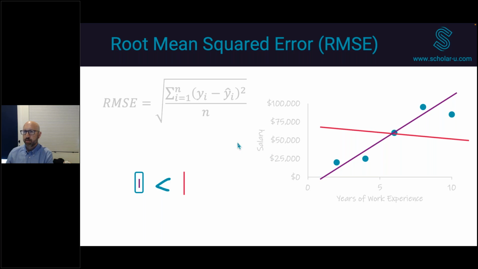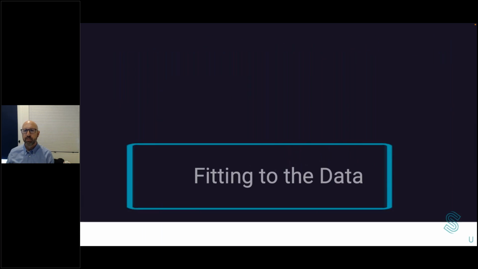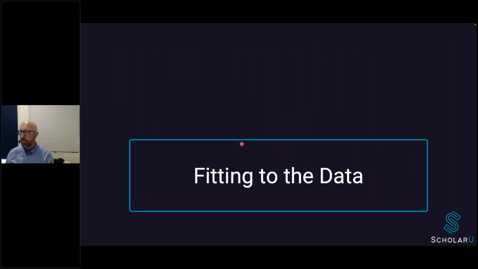For the next part, so now we have determined that between these two lines, we can pick the best one, which is the purple. But are there only two possible lines to play with? And the reality is no, there could be an infinite number of lines we can play with. So what I'm going to do next is explain how we can fit to the data.